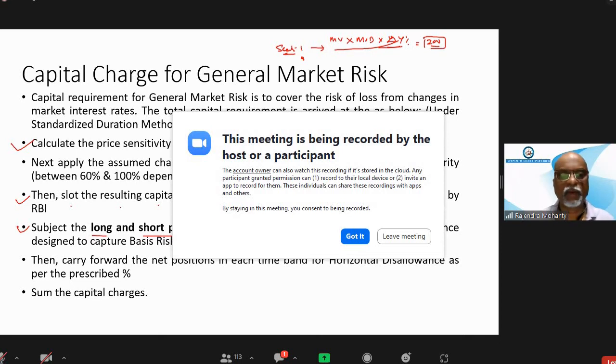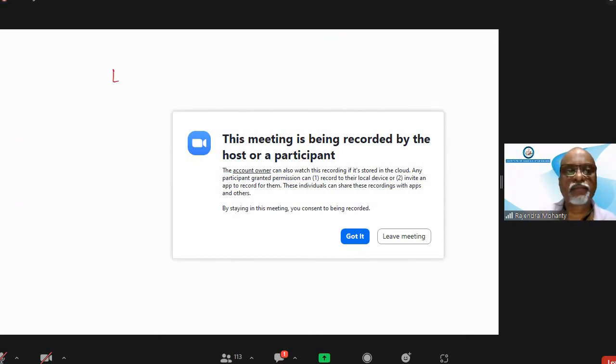So can you tell me what is a long position and what is a short position? Maybe in your treasury class, it might have been told to you. Overbought and oversold position, sir. Okay. Is a long position oversold or overbought? Sir, overbought.